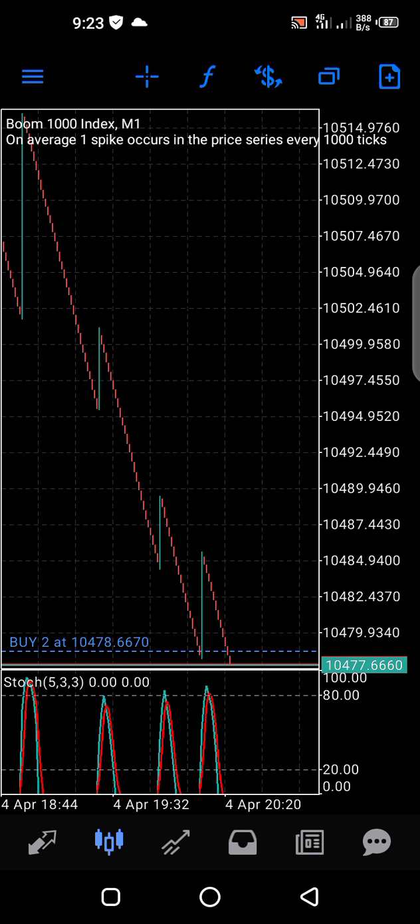I just quickly want to show you with the stochastics settings that I have on my screen now.